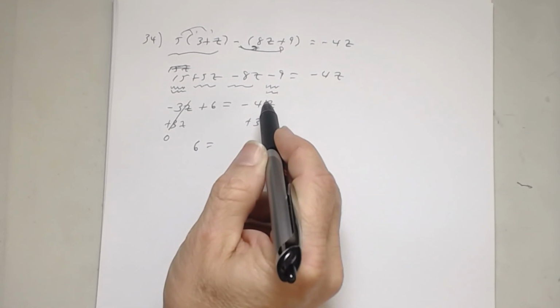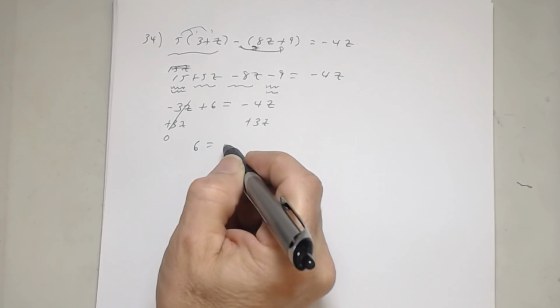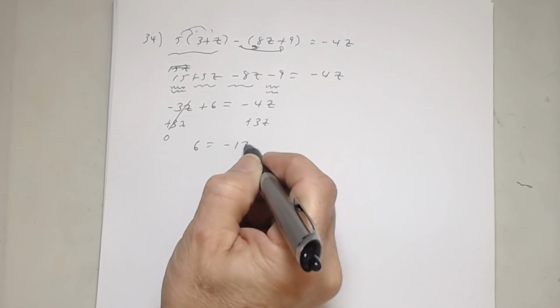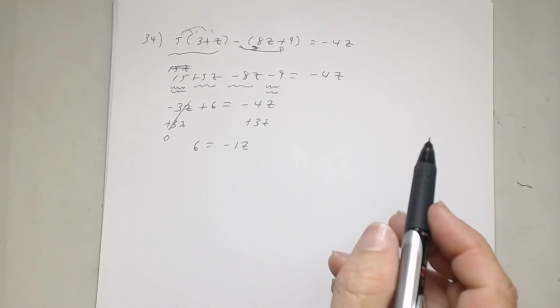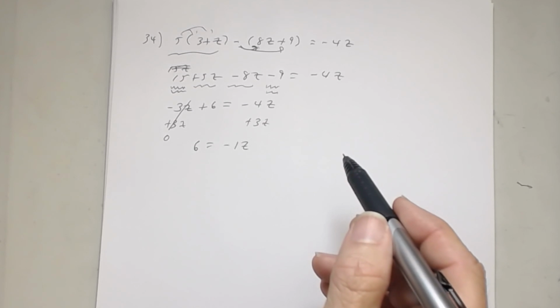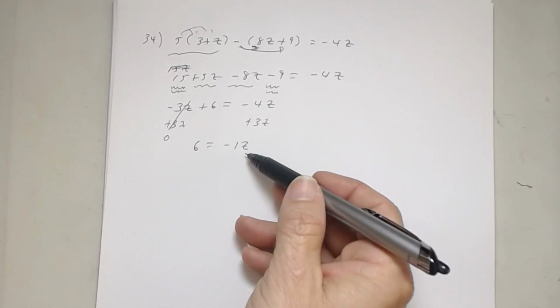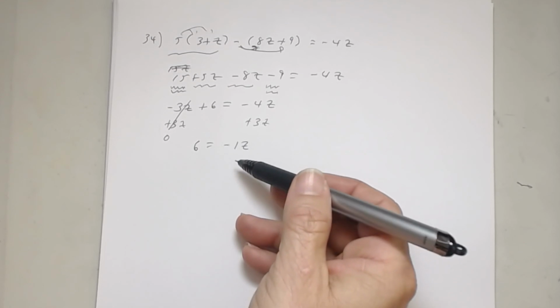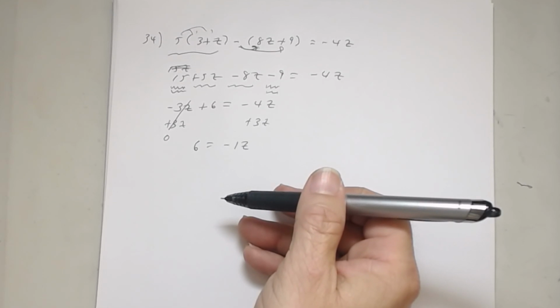Now what's a negative 4z and a positive 3z? Negative z. Now I'm going to write this as negative 1z. I'm going to write negative 1z here to remind you what the next step is. So what are you going to do to both sides now? Divide both sides by negative 1.